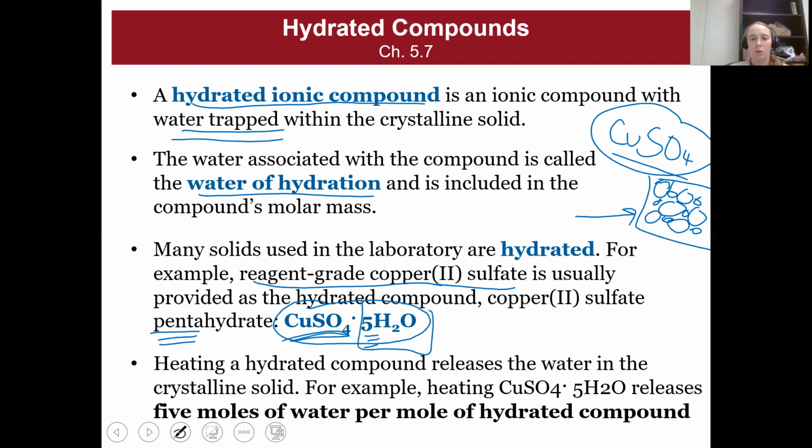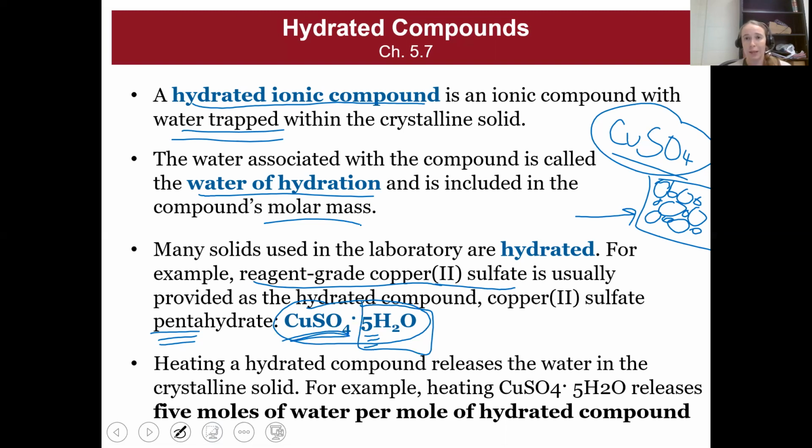You would need to include the mass of those 5 waters in the molar mass. And we can actually find out, for a hydrated compound, how many waters are associated with 1 molecule of the ionic compound. We can find that out by heating the hydrated compound to release the water from the crystalline solid. So you heat up the compound until the water evaporates out of the ionic lattice, and all you have left is the copper sulfate or the other ionic compound. All you have left is that with no waters associated with it.